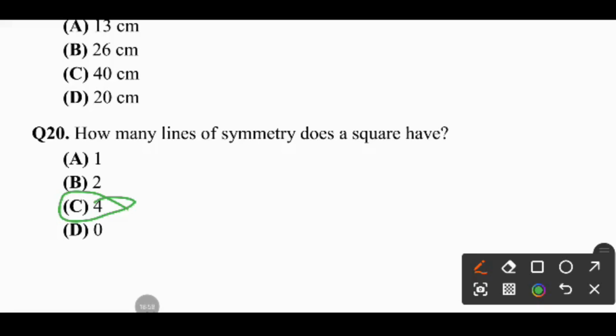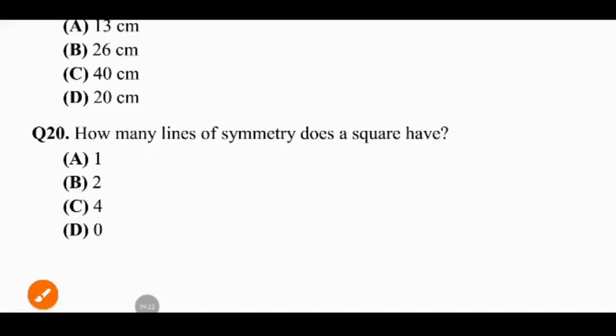How many lines of symmetry does a square have? A square can be folded exactly in half along two diagonals. You know what diagonals are? These lines are called diagonals. And two lines joining the midpoints of opposite sides. Is it clear? So a total of four lines of symmetry. Now moving to question number 21.